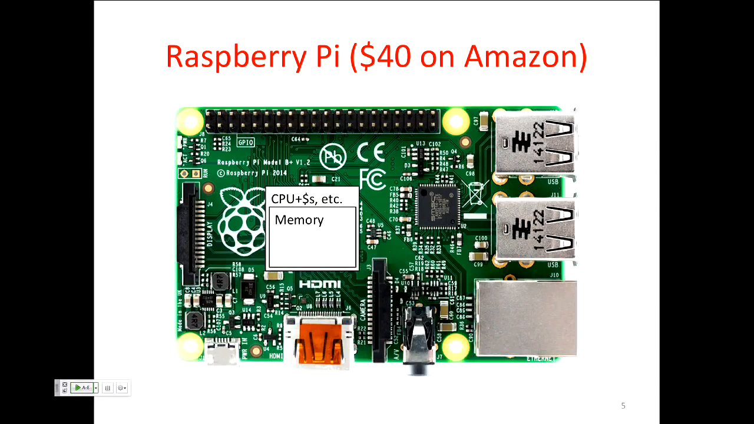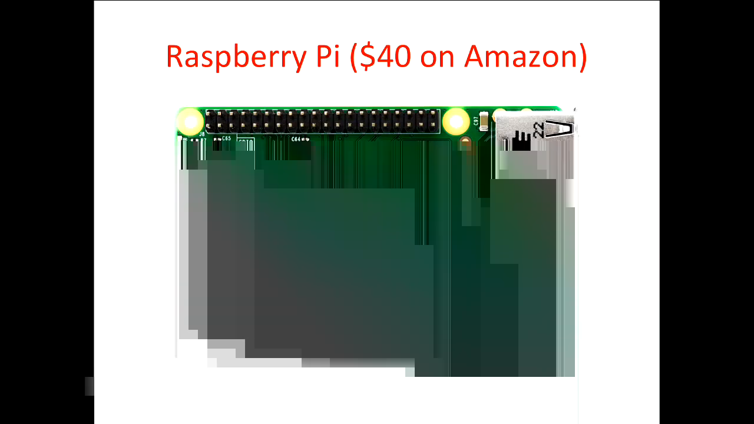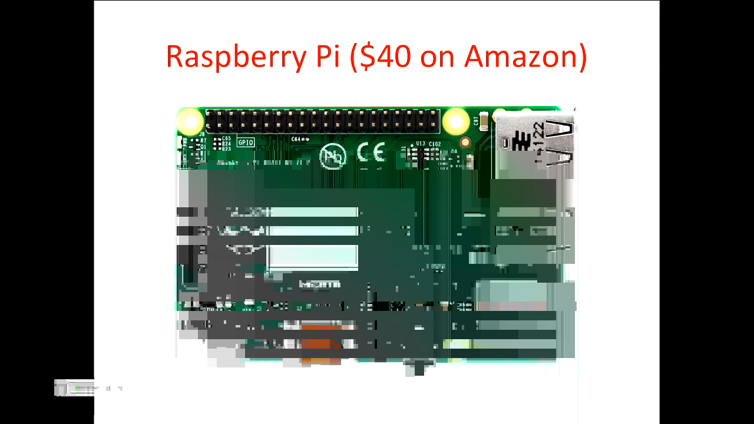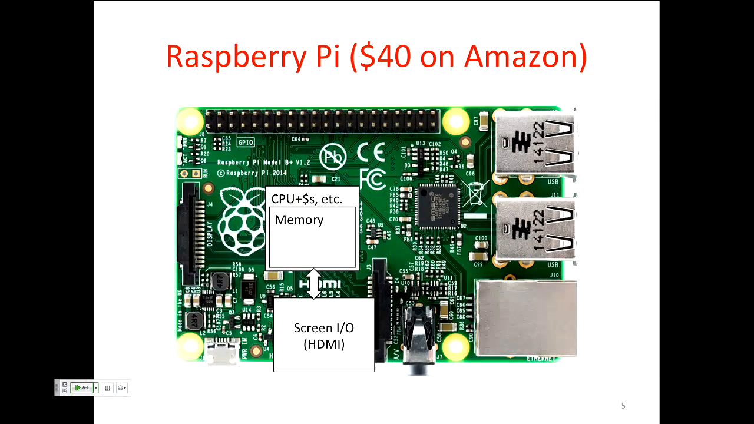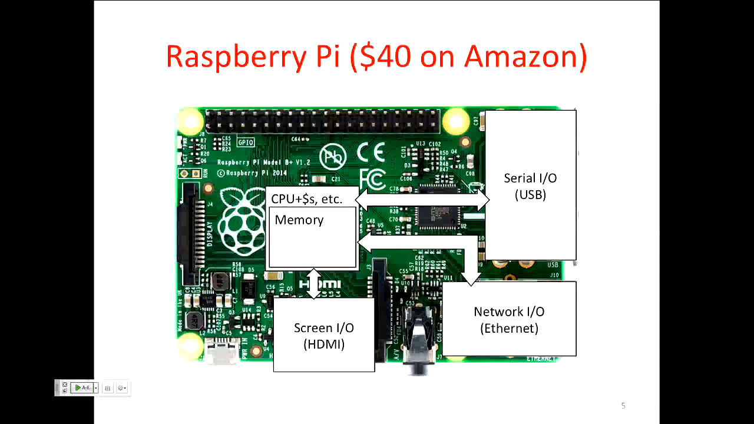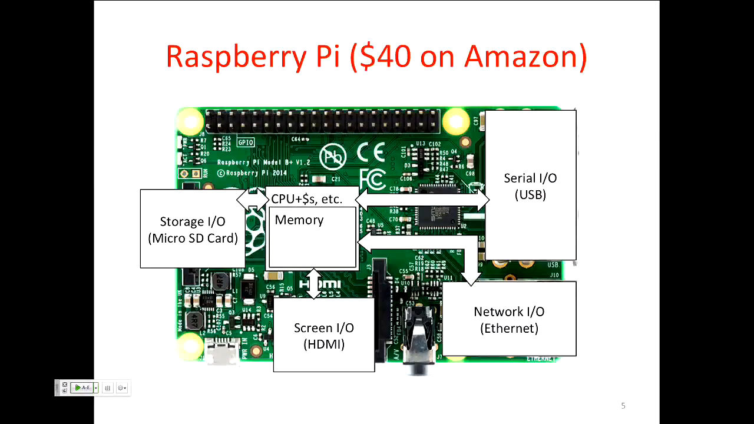It also has a couple of other components like a graphics processor and so on, but essentially this is the CPU and cache hierarchy that we've seen in lecture. And then everything else is I/O. For example, you have an HDMI port that can connect to your screen. You have a couple of USB ports that you can use to connect a keyboard or a mouse. You have an Ethernet port to connect to a network. And finally, you have a mini SD slot for storage where you can store files and so on. And this is a real computer.